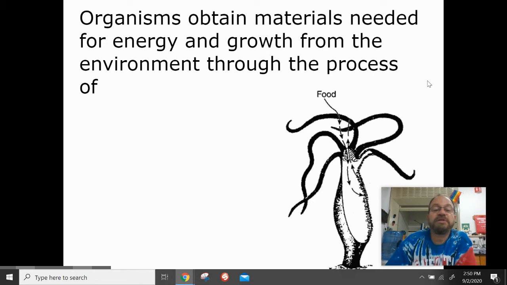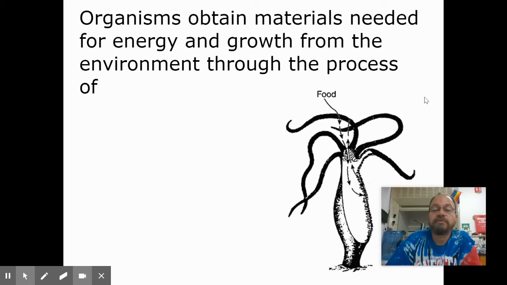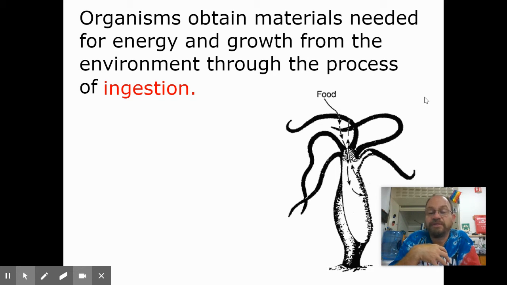Organisms obtain materials needed for energy and growth from the environment through the process of ingestion. Ingestion is taking in food into the organism so that you can use it for energy, for growth processes, for all the things that we need to do throughout our life. We ingest things. For us, we eat a cheeseburger or whatever. And again, different things ingest in different ways.